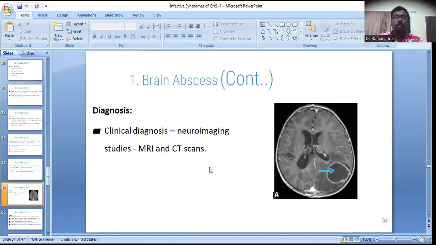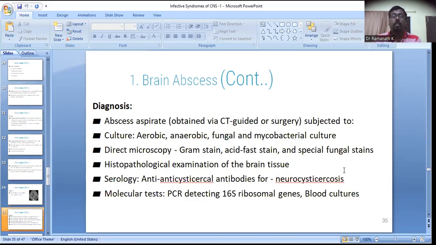Coming to the brain abscess diagnosis, we can do MRI and CT scan. You can see here the diagram of the abscess in the brain parenchymal tissue, and you can diagnose it by the abscess aspirate. You can do the culture of that, either aerobic or anaerobic. Even for fungal and mycobacterial etiology, we will do the particular diagnostic cultures. Gram staining, acid-fast staining, and special fungal staining can be used.